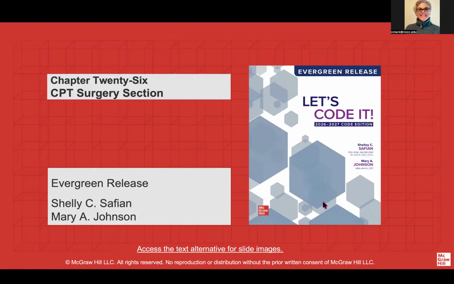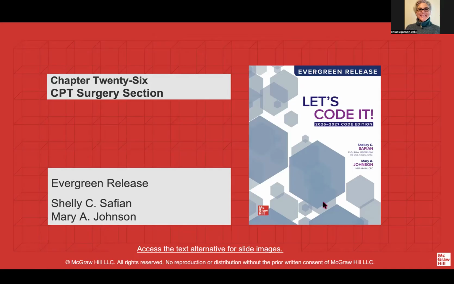Now, here's the thing about surgery. It's not just about knowing what code to use. It's about understanding how surgical procedures are classified, what's bundled in, and what's billed separately, and how the documentation you're reading tells you the whole story.